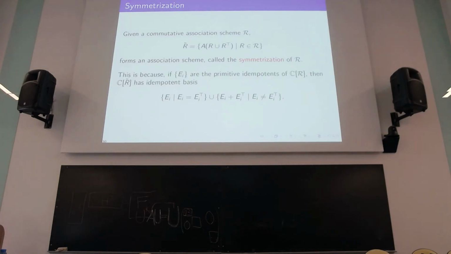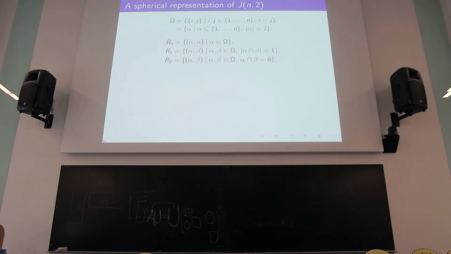The corresponding idempotents are also easy to describe, because you just consider symmetric idempotents. If an idempotent is not symmetric, then you have another idempotent which is different, and so orthogonal. The transpose of that idempotent is one of the other idempotents. So take the sum, and you get an idempotent. The sum of two different primitive idempotents is another idempotent. That gives another basis of the symmetrization. So the symmetrization is easy to describe in terms of adjacency matrices and also in terms of primitive idempotents.